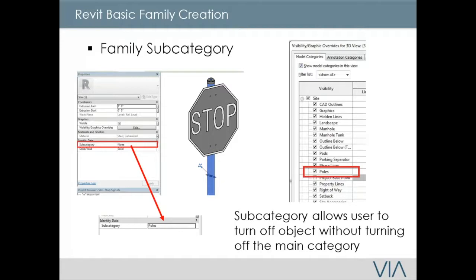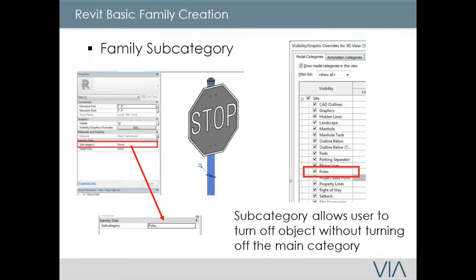Family subcategory. Whenever you have very complicated families, this is going to happen more and more as you build, let's say, casework, like kitchen cabinets with some appliances in it. That's where you have to put in a subcategory so that you can split up what you want certain things to turn on and off.